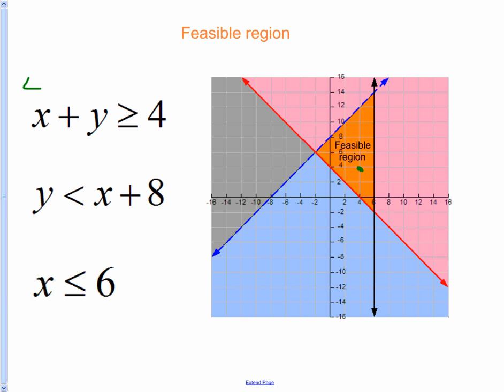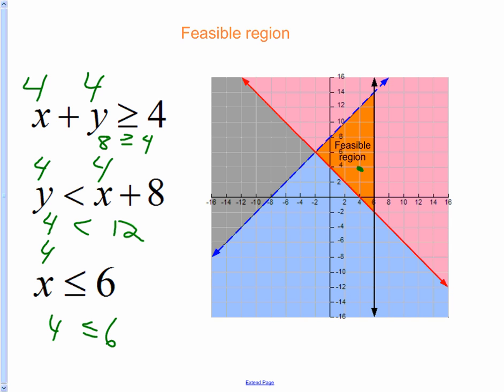So if I put in 4, 4 here, 4, 4 here, and 4 here, let's just double check that. Is 8 really greater than or equal to 4? Yep. Is 4 less than 12? Yep. And is 4 less than or equal to 6? Yep. So it works in all of them. Check, check, check. And therefore, that's where they all overlap. Those are the special points.